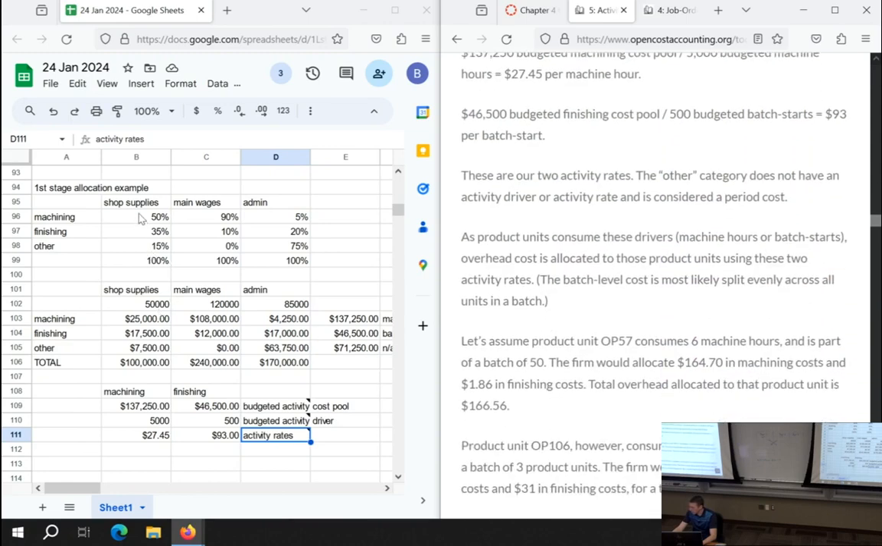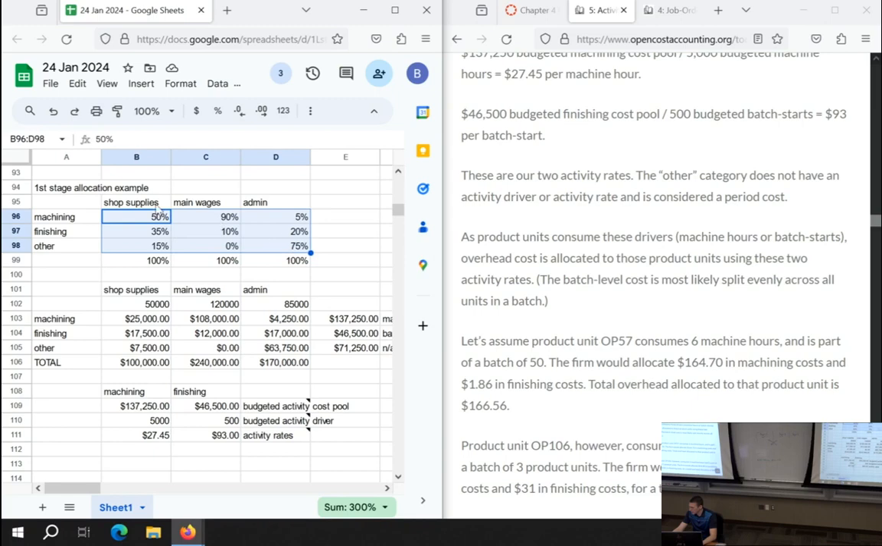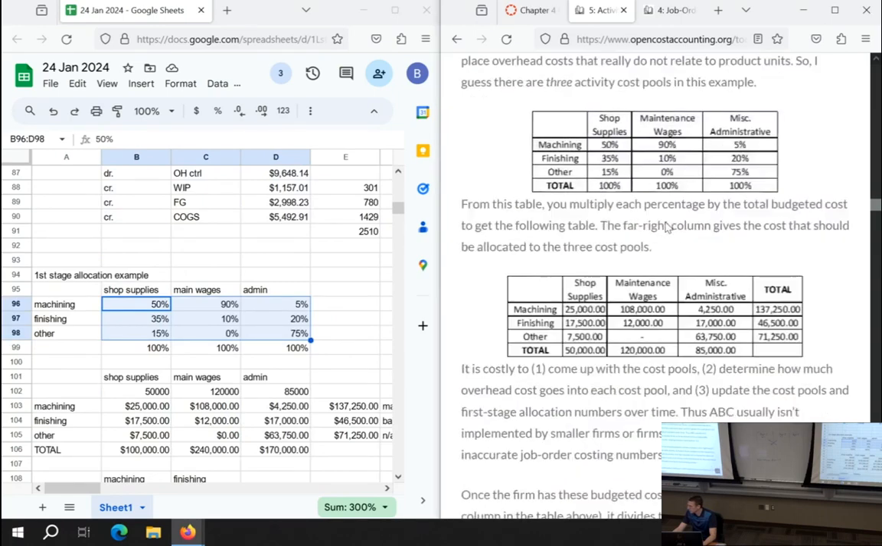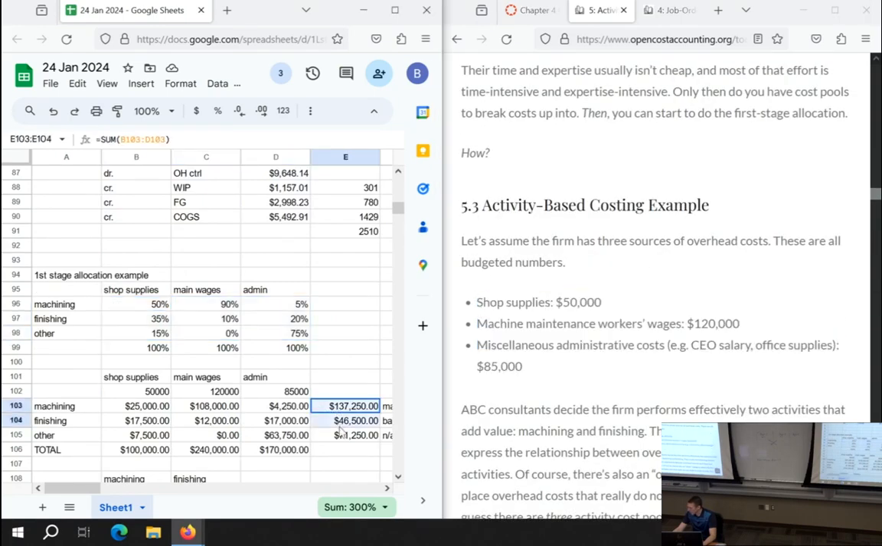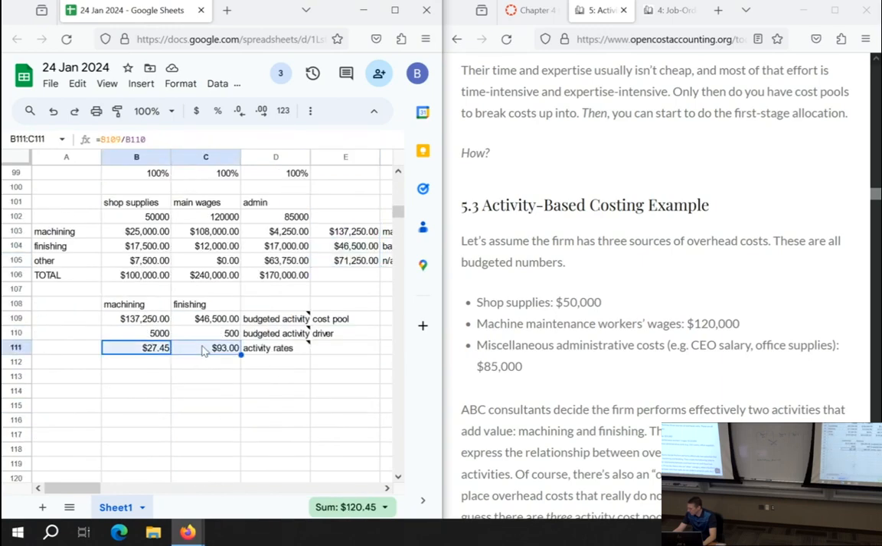All right, so the important takeaway here is we have this percentage table, which did all the magic for us. It allowed us to take general ledger accounts and turn them into ABC magic over here, which is going to get us our rates, and then we can allocate our overhead based on those rates and the correlations of responsibility that are associated with that.